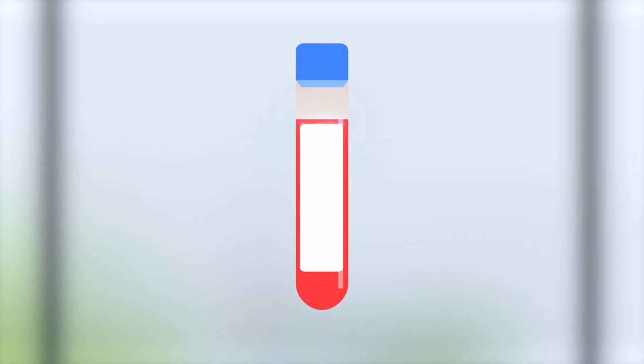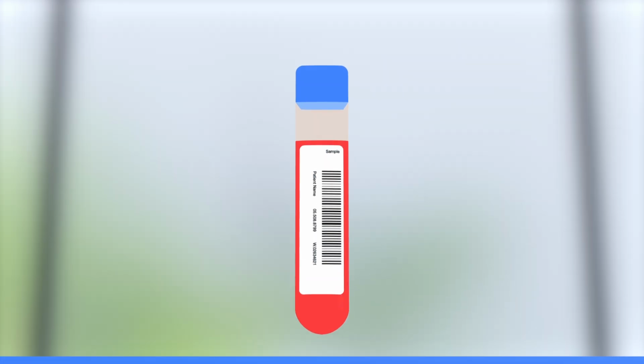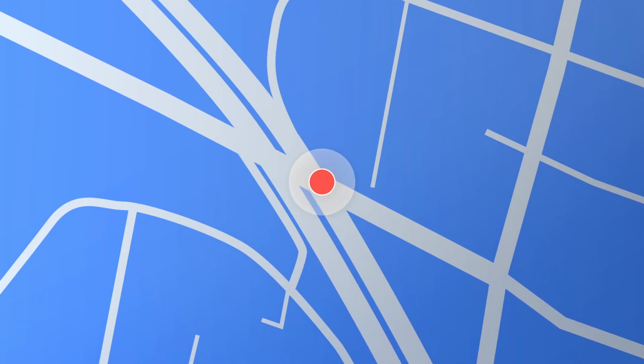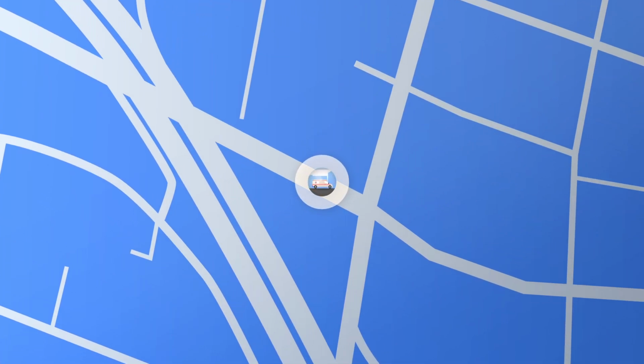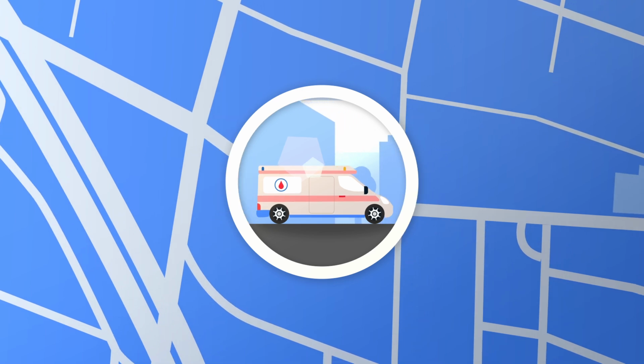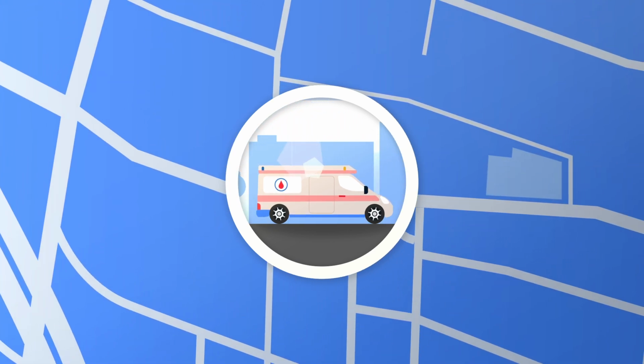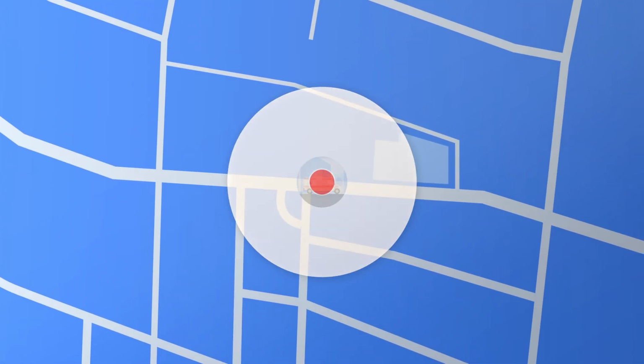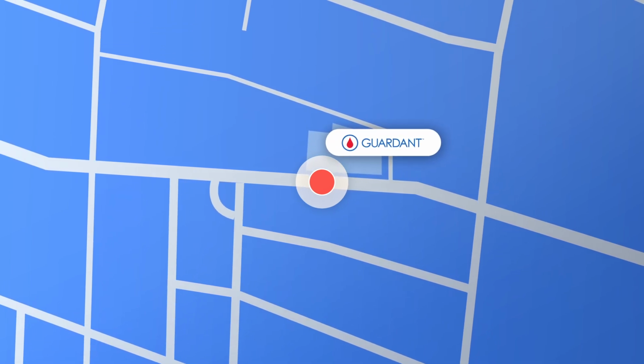Once your blood is collected, it's carefully labeled to ensure traceability. Your sample is then transported to our biospecimen management team, or what we call the pre-lab, where it undergoes further processing. Throughout this journey, every precaution is taken to maintain the integrity of your sample.